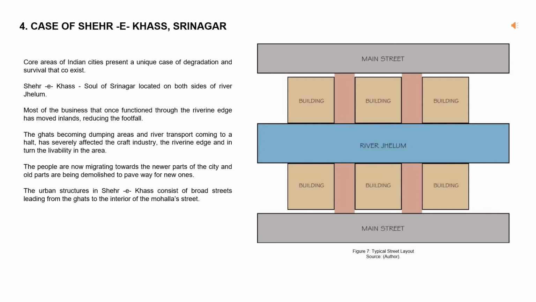This has mainly been caused by the advent of motor transport in Srinagar, which has made the river lose its charm. Now the ghats are becoming dumping areas and river transport is coming to a halt, which has severely affected the craft industry and the riverine edge, and in turn the living conditions in the area. People are now migrating towards the civil line areas and the newer parts of the city, and older parts are being demolished to pave way for newer ones.